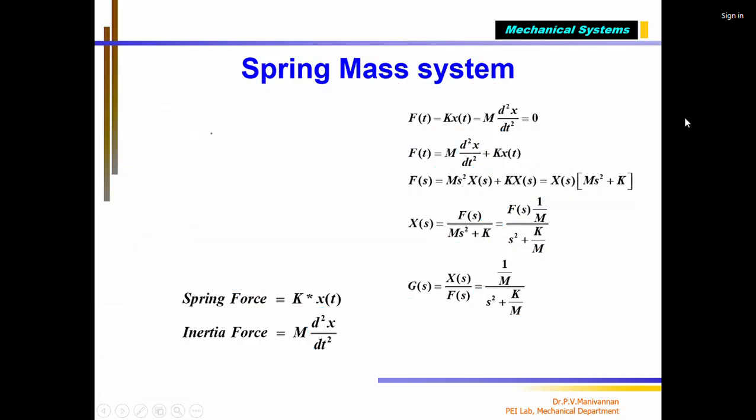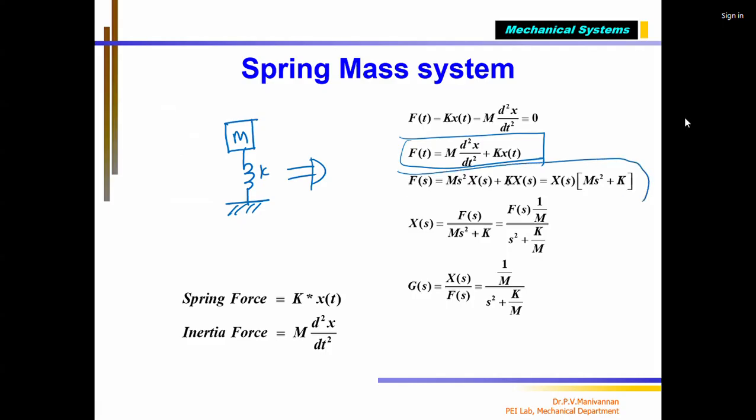So this is my spring mass system transfer function, which we derived from the basic equations of a spring and a mass element. This is my system. This system equation is called the time domain equation. From that, we got the Laplace domain equation. From that, we can find the final transfer function.